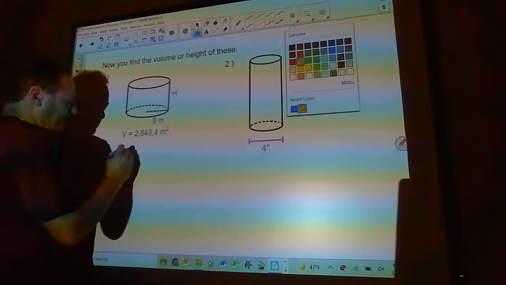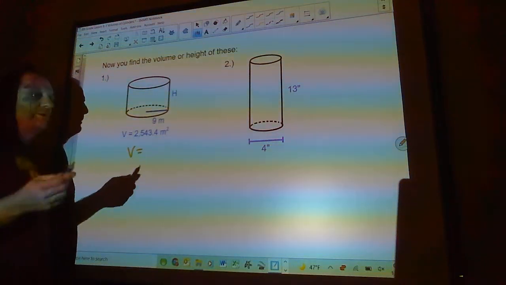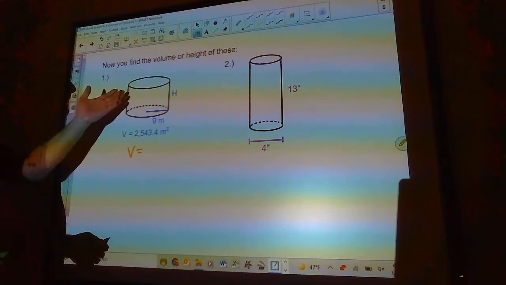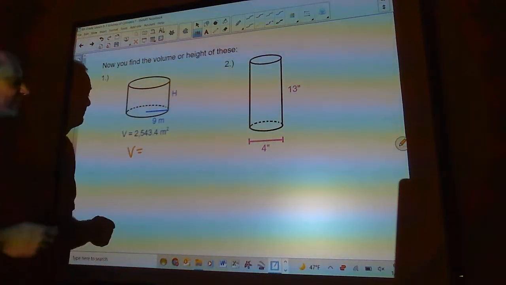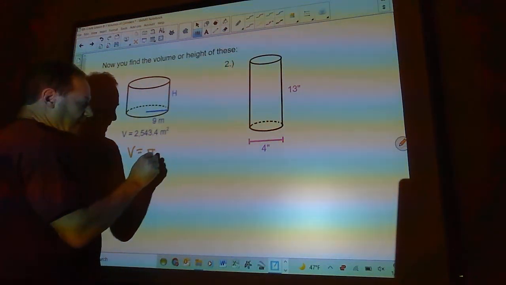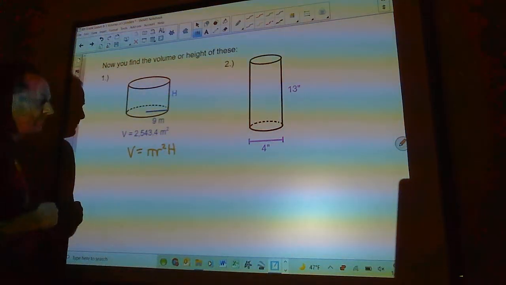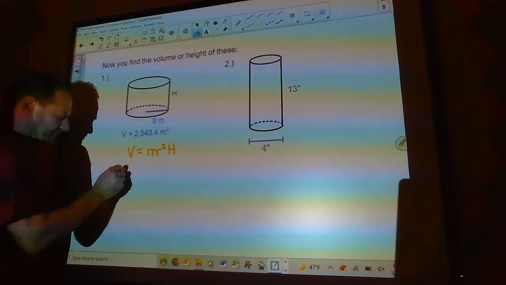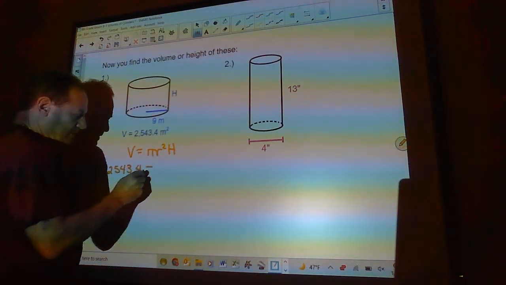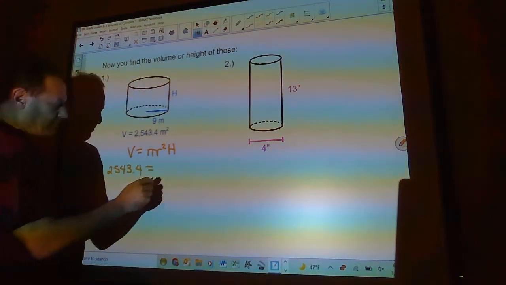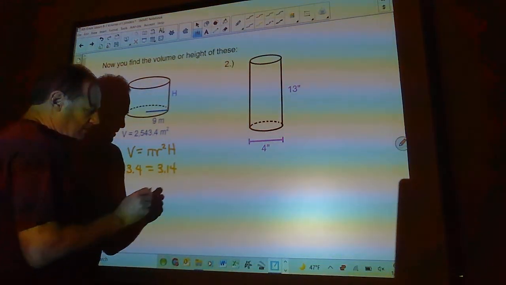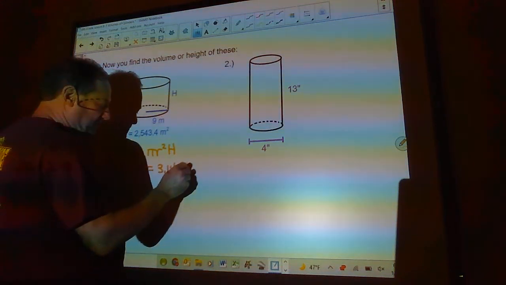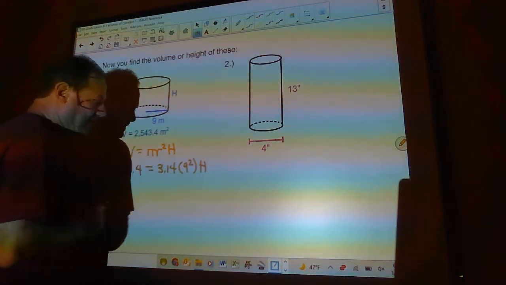Okay, so let's start with this one. We're going to write down the formula again, and I will always expect you to write down the formula for every single problem. So if you've got 5 of these you got to do, I expect to see it written down 5 times. Okay, so this is pi r squared h. Okay, there's my volume. It's going to go here. 2,543.4 is going to equal, I'm going to go ahead and use 3.14 for pi. R is going to be 9, so this is going to be 9 squared times h.